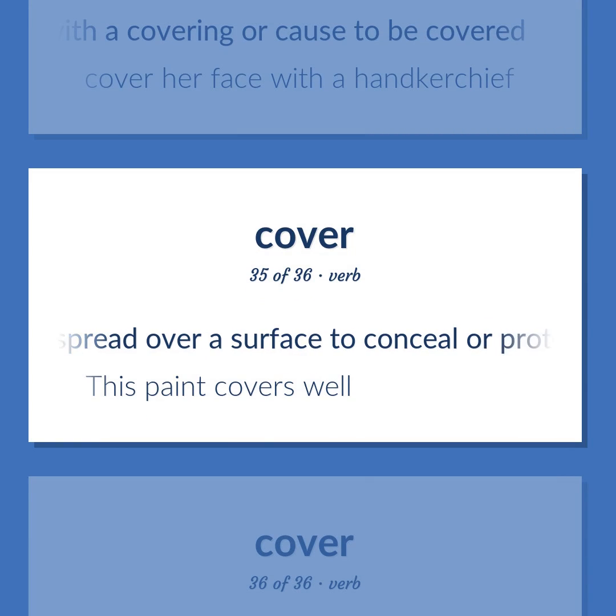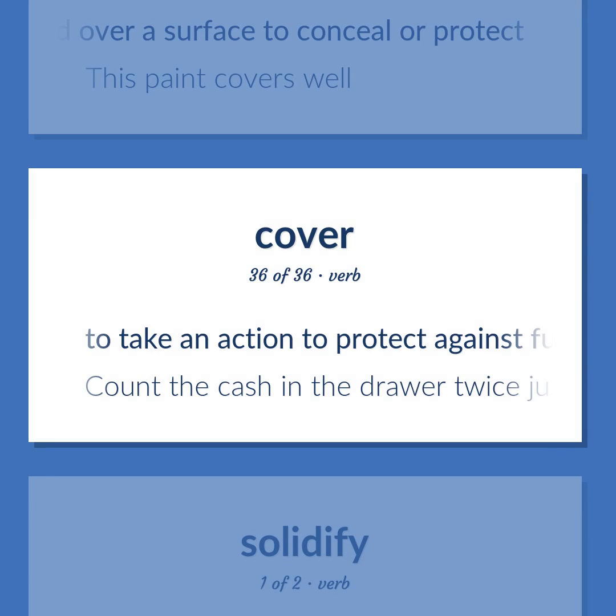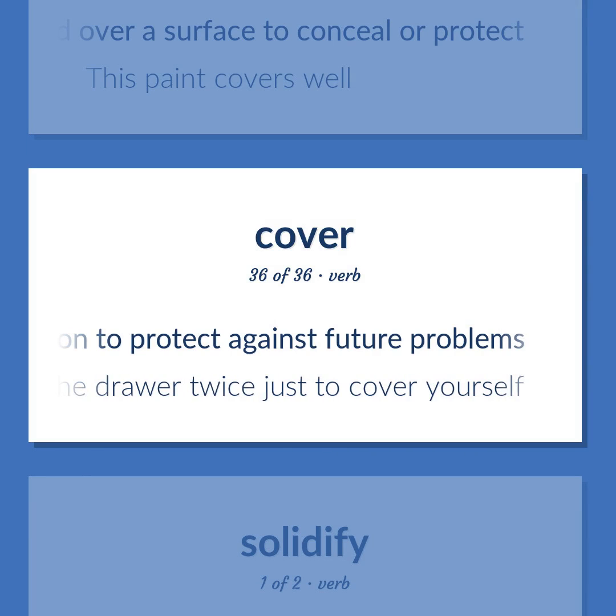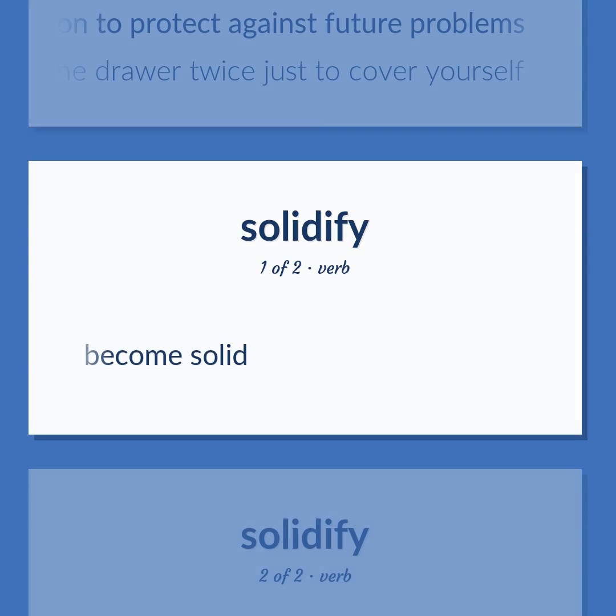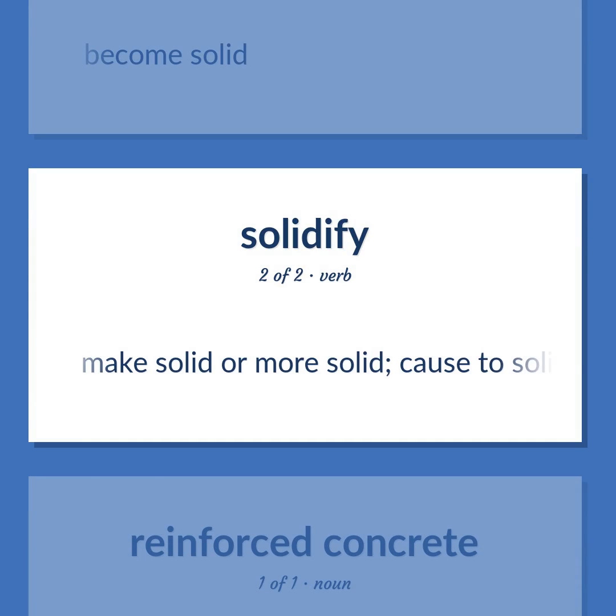Spread over a surface to conceal or protect. This paint covers well. To take an action to protect against future problems. Count the cash in the drawer twice just to cover yourself. Become solid. Make solid or more solid, cause to solidify.